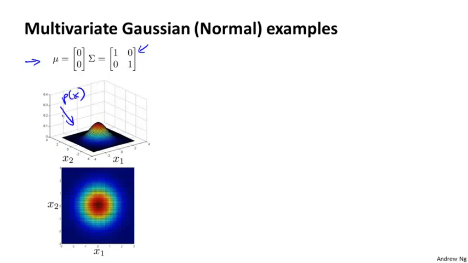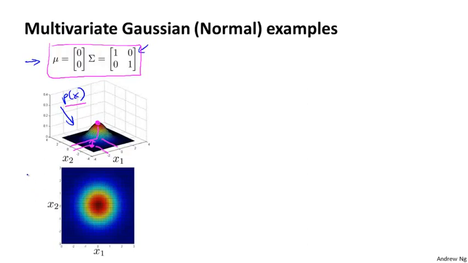What I'm showing in this figure is, for a specific value of x1 and for a specific value of x2, the height of this surface gives the value of p of x. With this setting of the parameters, p of x is highest when x1 and x2 equal 0. That's the peak of this Gaussian distribution. And the probability falls off with this two-dimensional bell-shaped surface.